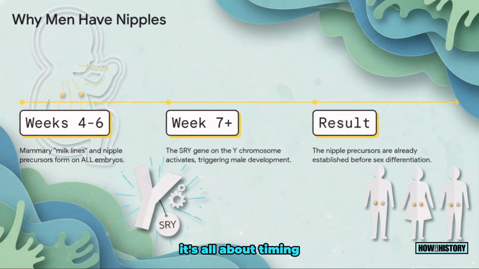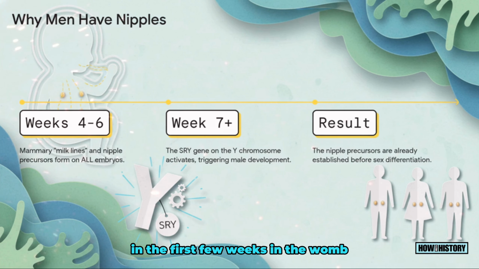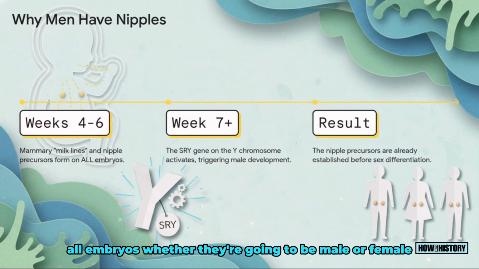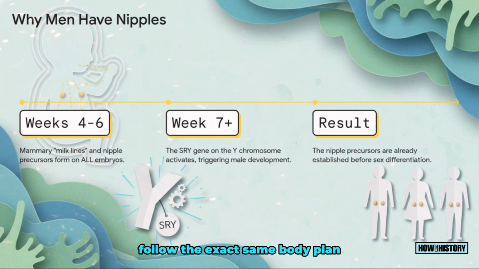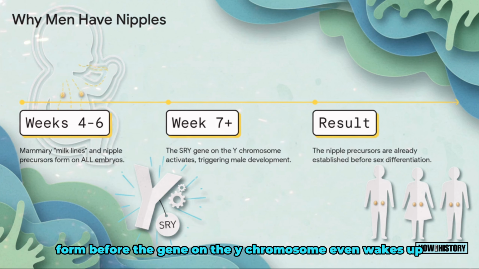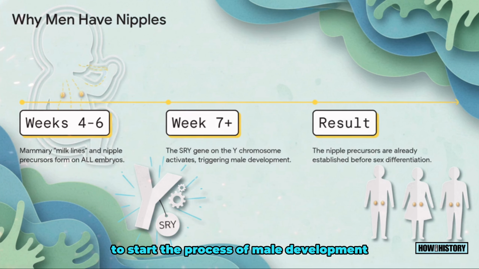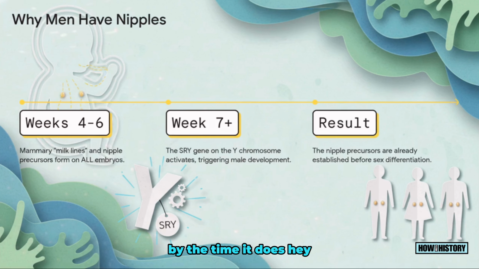It's all about timing. In the first few weeks in the womb, all embryos, whether they're going to be male or female, follow the exact same body plan. The little precursors to nipples form before the gene on the Y chromosome even wakes up to start the process of male development. By the time it does, hey, the nipples are already there.